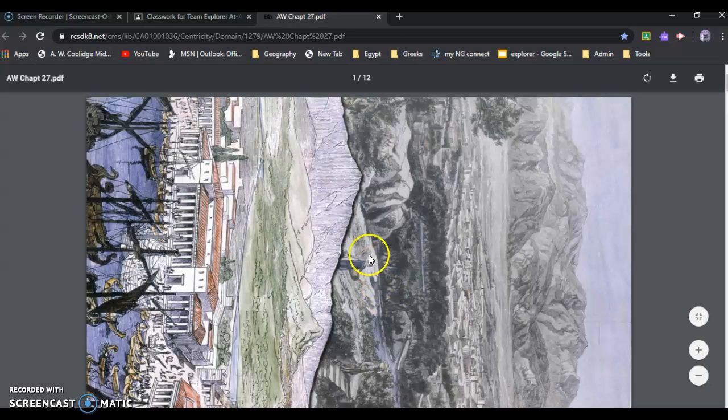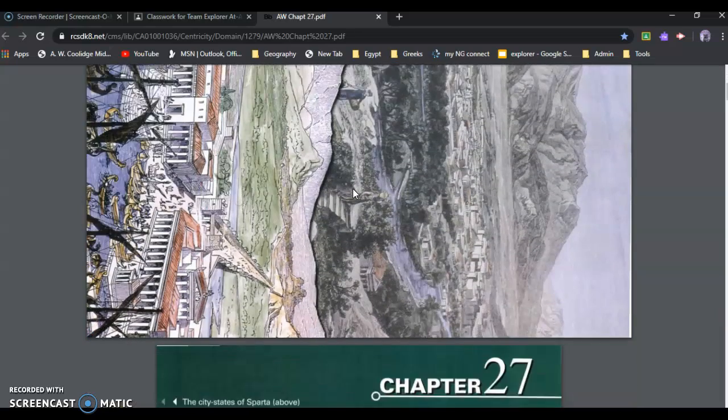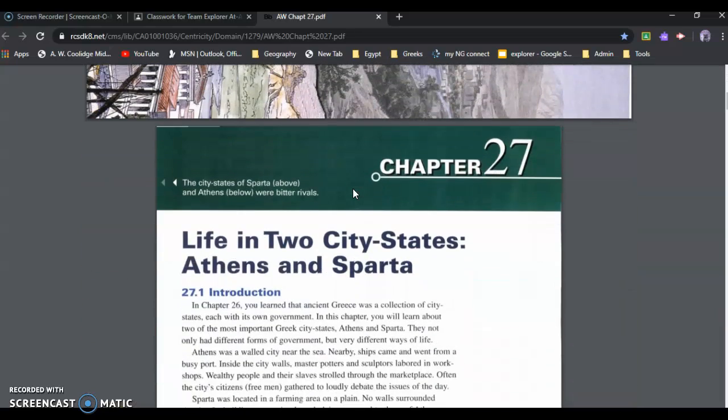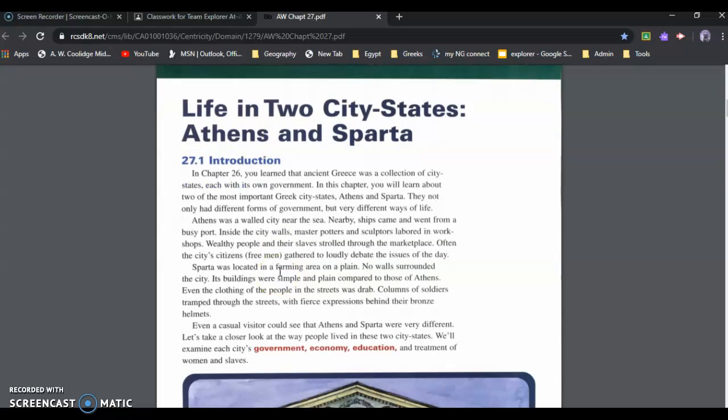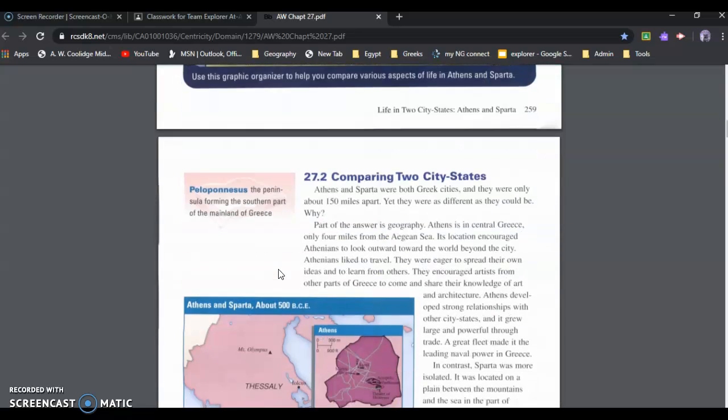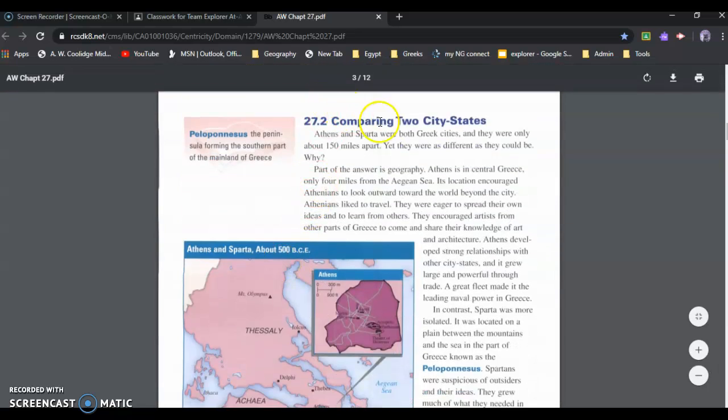I'll open that up. The picture is sideways, the text isn't. This is a textbook that I've used in class previously. Here's the title, Life in Two City-States, Athens and Sparta. Again, we're going to compare these two city-states. So this is the introduction. I just want you to read this. There's no need to take notes here. Then when we get into the section comparing two city-states, here's where I'd like you to start taking notes.